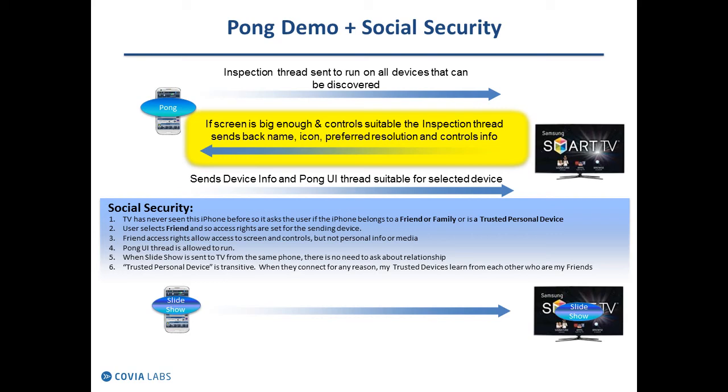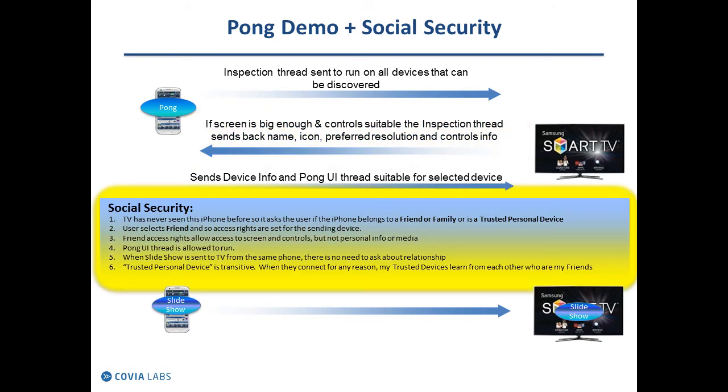This time, when I selected the TV, a security dialog popped up on the TV. This is because the TV has never run any connected application from my friend's iPhone. The dialog asks the user of the TV about their relationship to the owner of the iPhone. When I select Friend using the TV remote, the TV stores access rights for any applications coming from this particular phone.